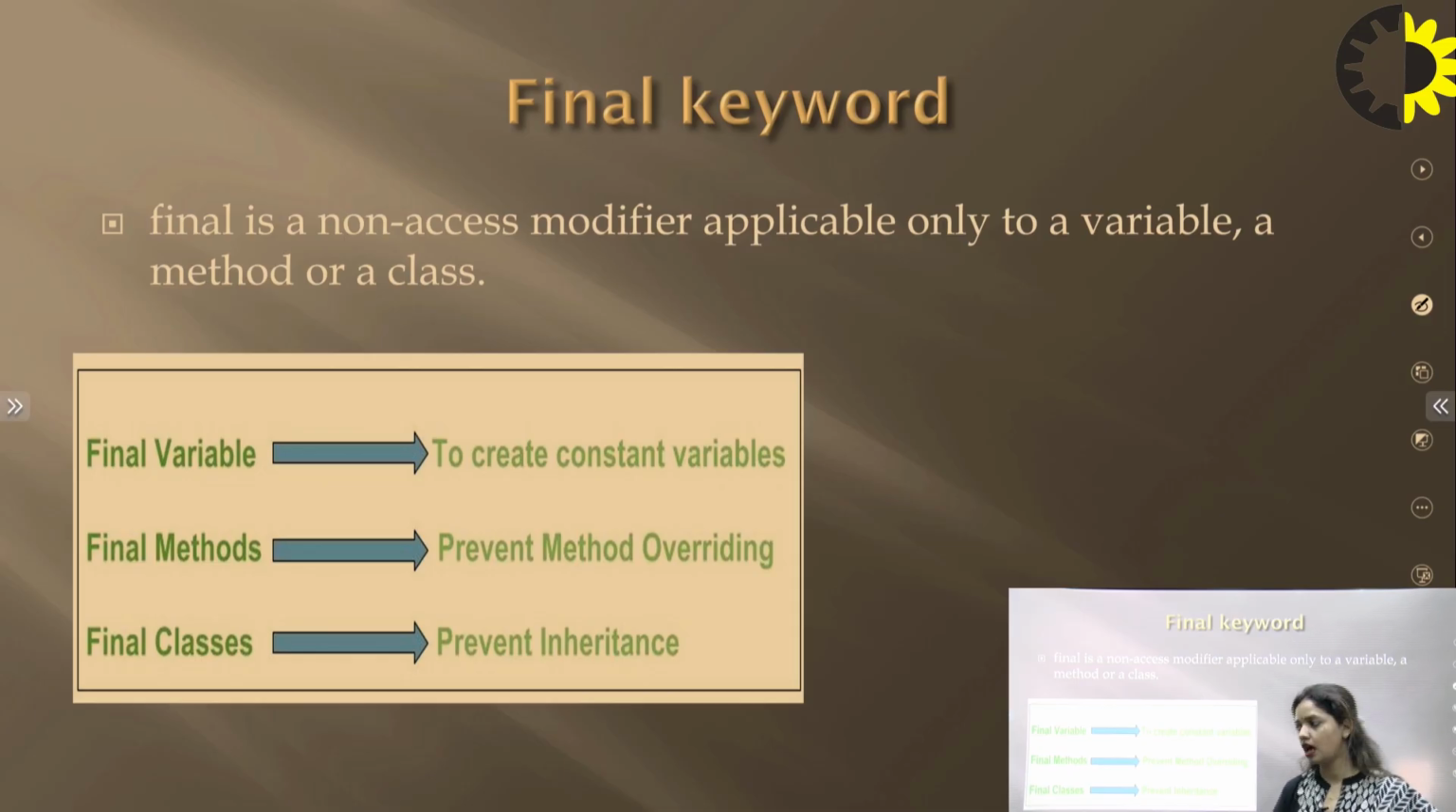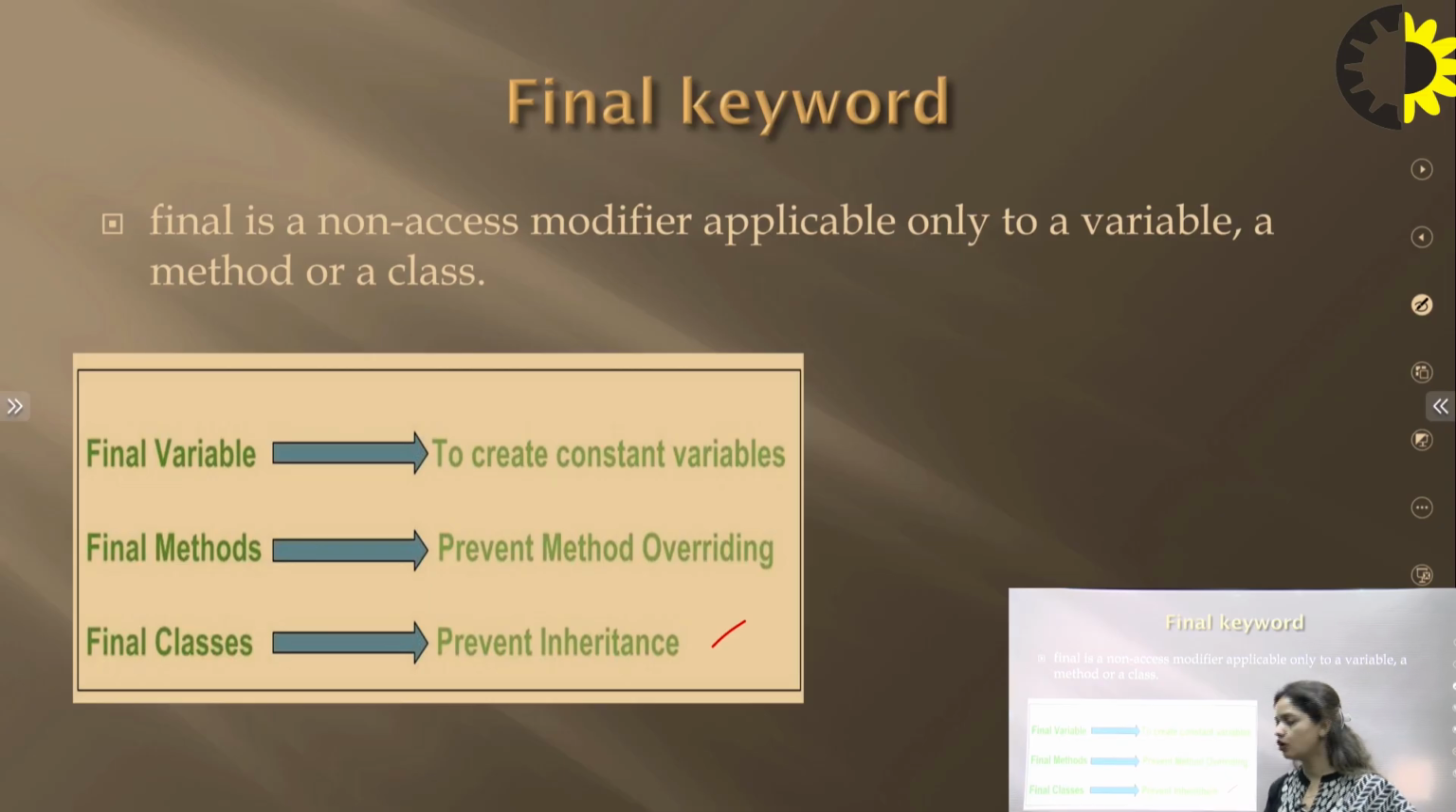So for how we can use final, we can make a variable final, we can make a method final, and we can make a class final. As we see here, it is written that to prevent inheritance, if we make a class a final class, then no one can inherit that class. That means the class cannot be extended by any other class. In this way, we can prevent inheritance.